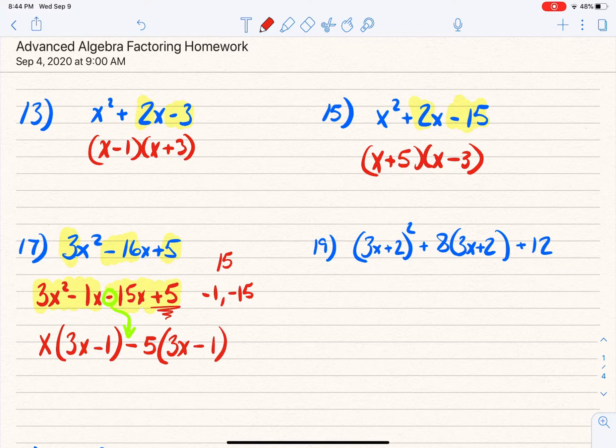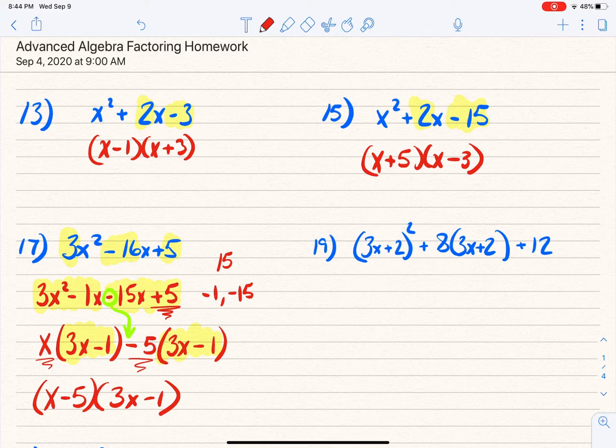And now I can see I've got the same thing here as I do here. I've got that 3x minus 1. And just like we said before, we can factor that off to the front or back. Doesn't matter. And we look at what's left. I've got this x minus 5. So I go x minus 5 times 3x minus 1. And that's your final answer. Or you may have gotten 3x minus 1 times x minus 5. But either way, it's the same.